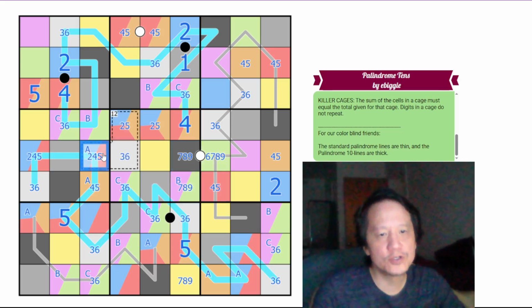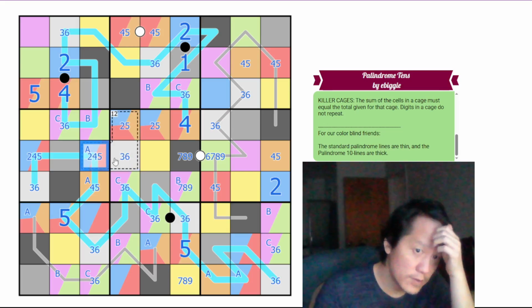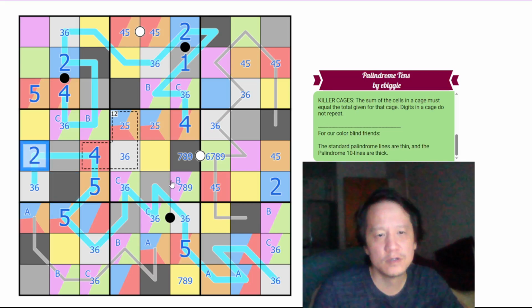So it's either 2, 4, and 6, or it's 3, 4, and 5. Either way, this must be a 4. Since this is 4, that means orange is the 5, and this cannot be blue. This is red, which means this can't be red. This is 2. So oranges are the 5s, which makes this 5.